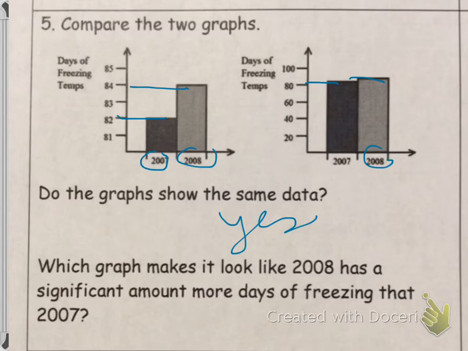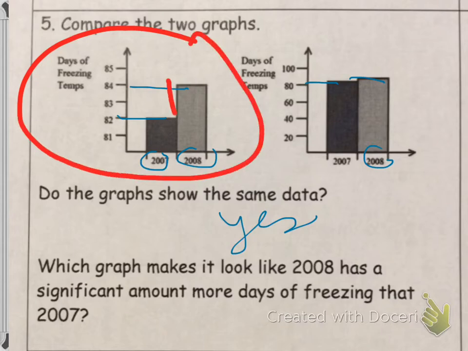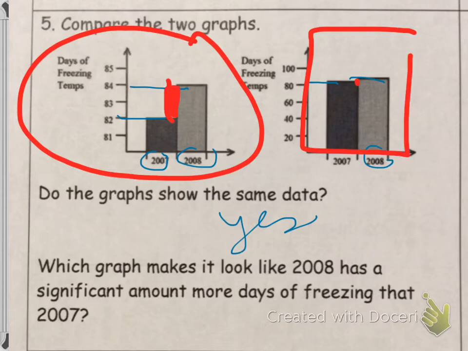Which graph makes it look like 2008 had a significant amount more days of freezing than 2007? Well, the one that makes a significant difference or look of difference is this one, because that looks like a huge increase. This graph makes it look like a teeny tiny increase, which it probably really is. It's more accurate to use this graph, but the one that shows a significant amount of change would be that first graph.